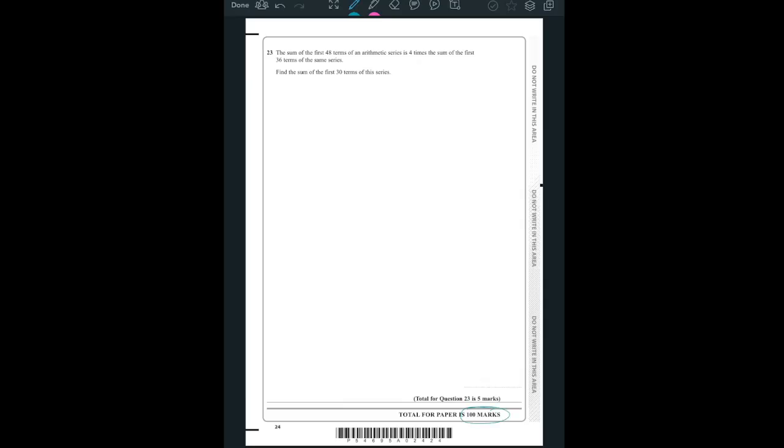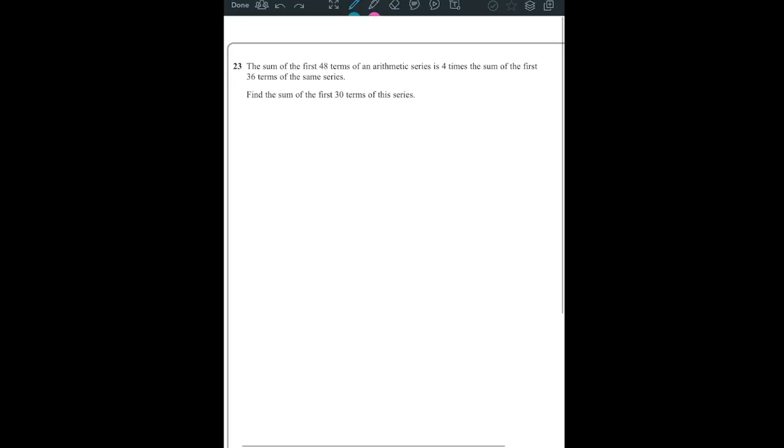This is the end of the papers. This is our very last question, and it is on sequences. So we have a formula at the front that will be very helpful in a moment. The sum of the first 48 terms is 4 times the sum of the first 36. They haven't told us what the first term or the common difference are, so that's going to make this question really quite awkward. Let's try and translate that first paragraph into anything useful. It's saying the sum of the first 48 is 4 times the sum of the first 36.